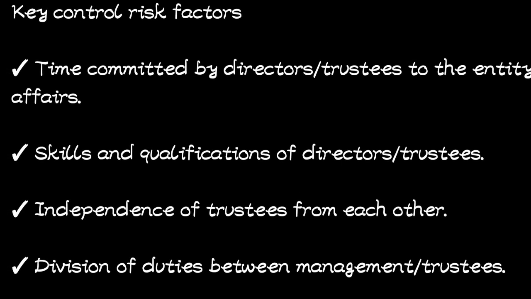Then let's look at the key control risk factors, like the risks that are related to the control or governance, or how the entity is being controlled. So first is time committed by directors or trustees to the entity's affairs. It's very hard to determine the time committed, because most of those directors actually do less than what they're supposed to do, since it's charity. You have no say about what they do and at what time.